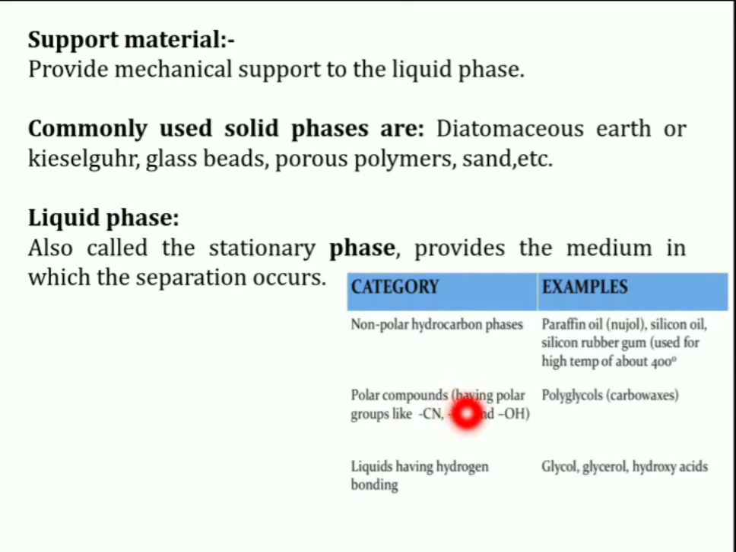Examples of liquids in this category are polyglycols. Next category is of liquids having hydrogen bonding. Examples of liquids in this category include glycol, glycerol, and hydroxy acids.